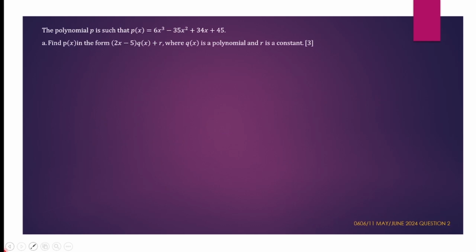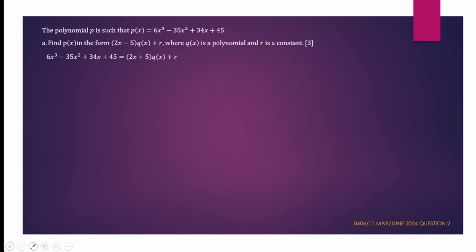We have a polynomial P is such that the polynomial equals 6x cubed minus 35x squared plus 34x plus 45. In part A, we want to find the polynomial in the form (2x minus 5) times q(x) plus r, where q(x) is a polynomial and r is a constant.